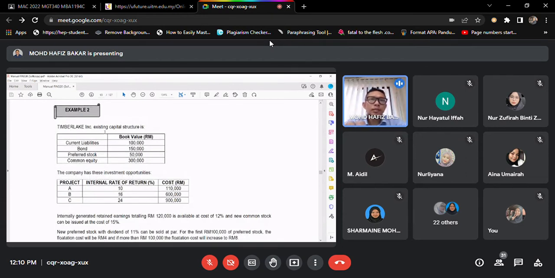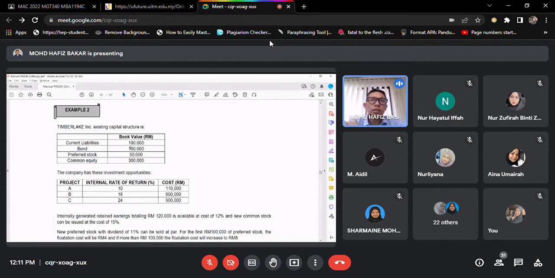Timberlake Incorporated's existing capital structure is as follows, so they provide you this information. So kalau ikut this information, it is the balance sheet, kan, balance sheet dekat bahagian left side. Okay, current liabilities, bond, preferred stock and common equity. The book value for current liabilities is 100,000, bond 150,000, preferred stock 50,000 and common equity 300,000. So this is the book value. Okay, this book value you will use if you want to calculate the weightage.